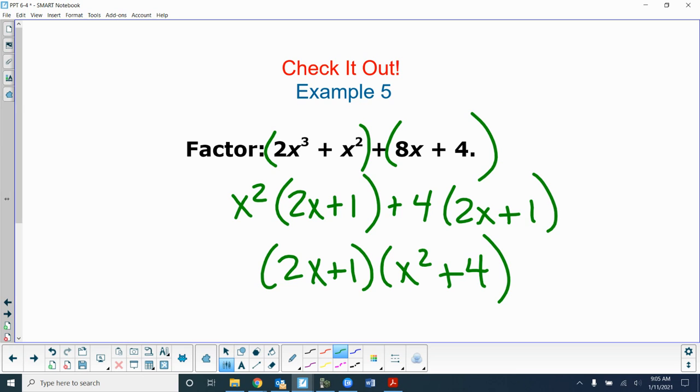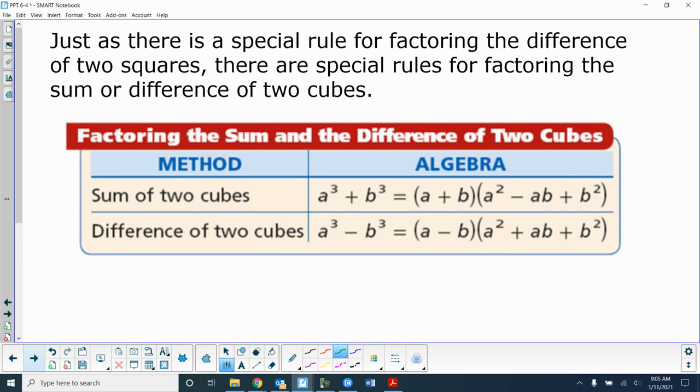Grouping? All right, let's look at the sum or difference of cubes. Cubes is to the 3rd power. Numbers like 1. What's 1 times 1 times 1? 1, so 1's a cube. What's 2 times 2 times 2? 8. 8's a cube. 3 times 3 is 9 times 3 is 27, it's a cube. 4 times 4 is 16 times 4 is 64.